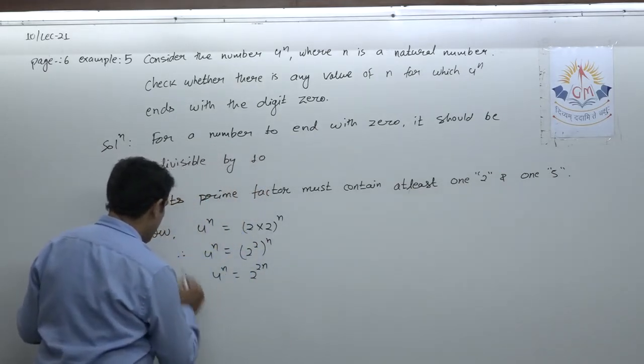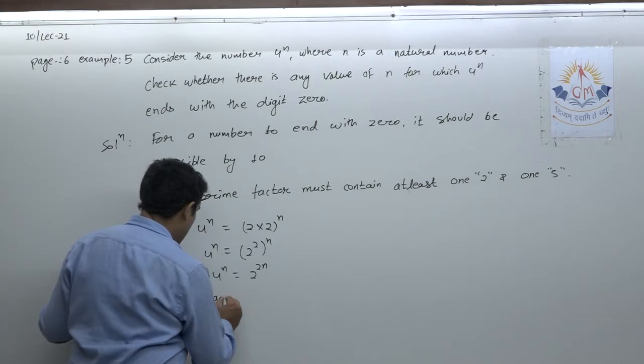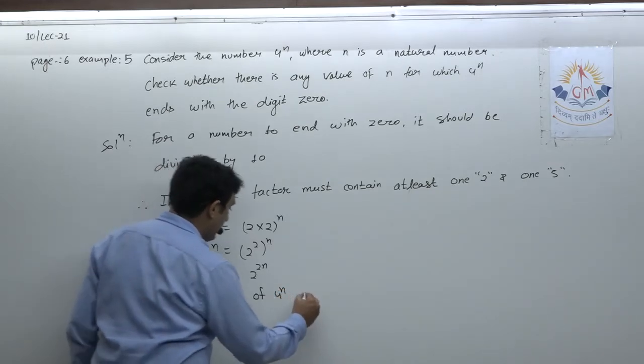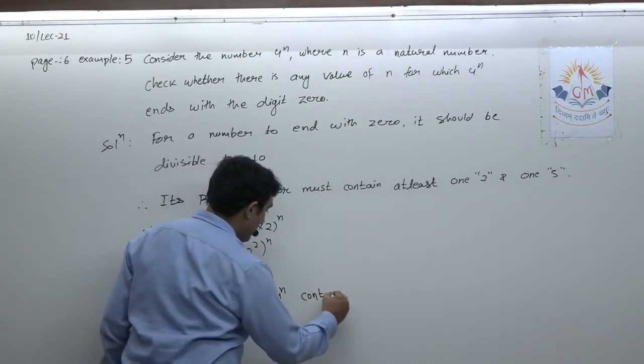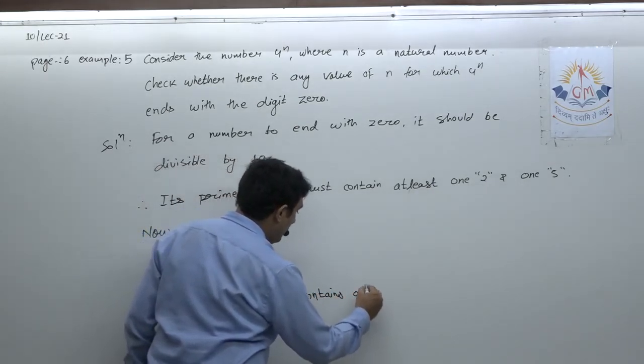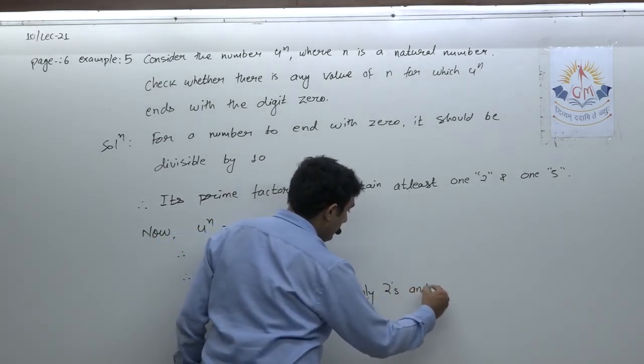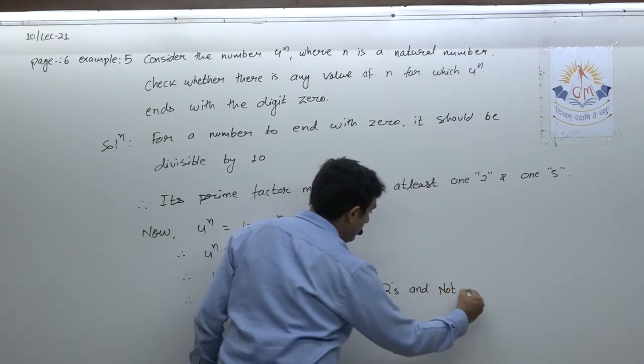Therefore factors of 4 raised to n contain only 2's and not 5.